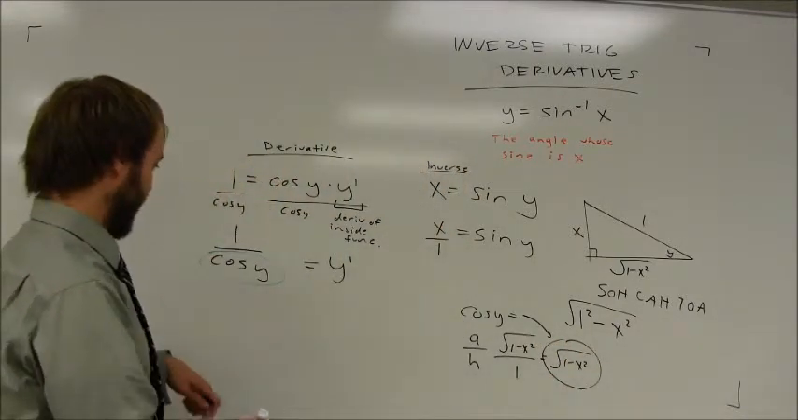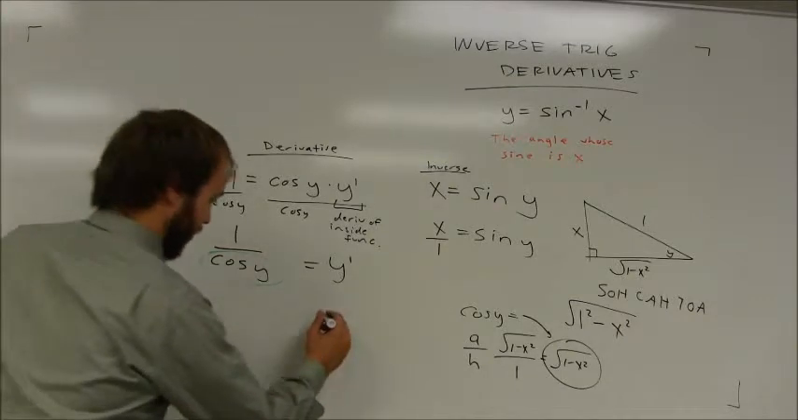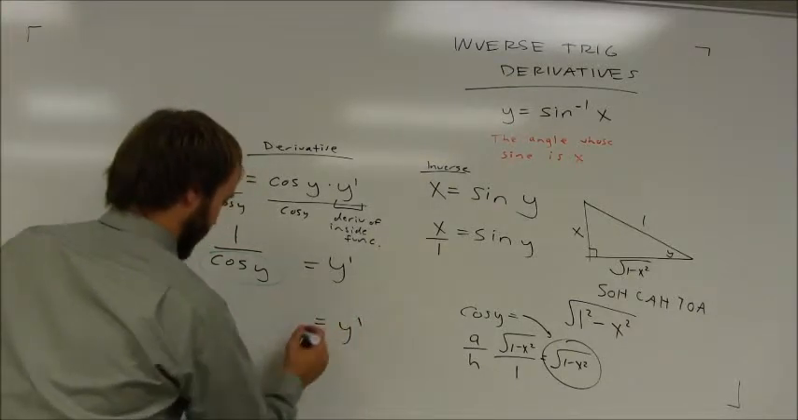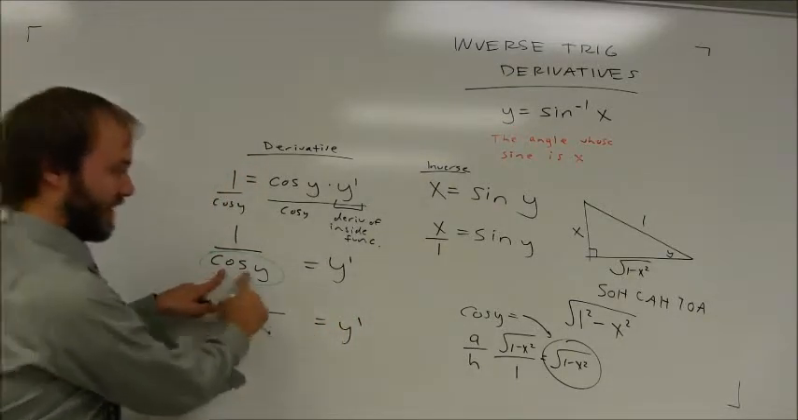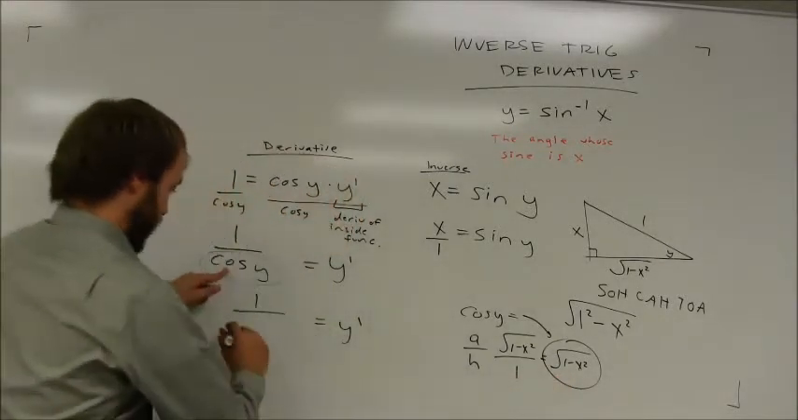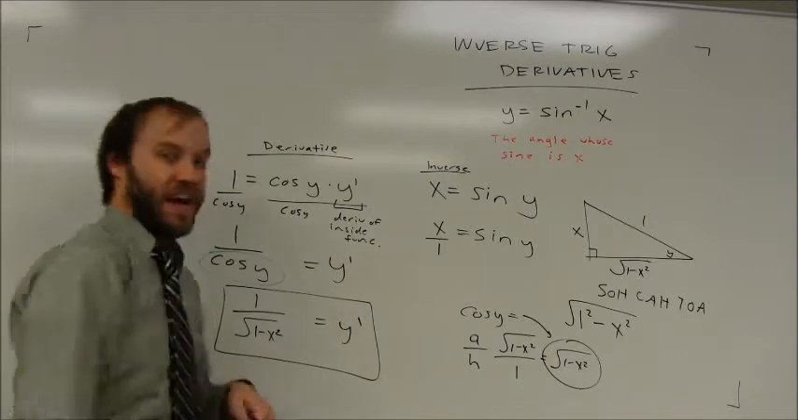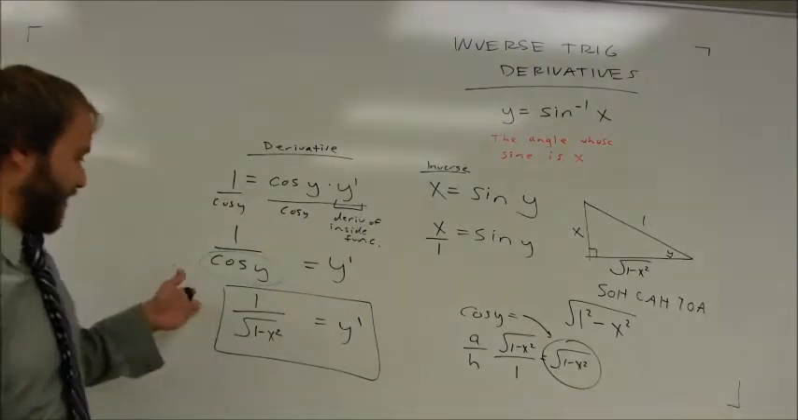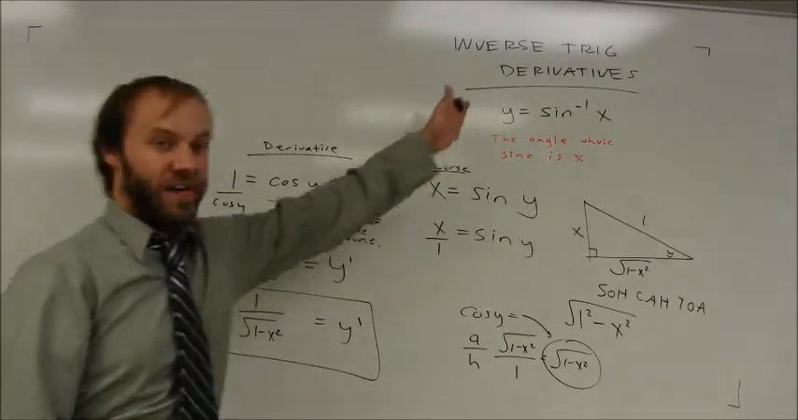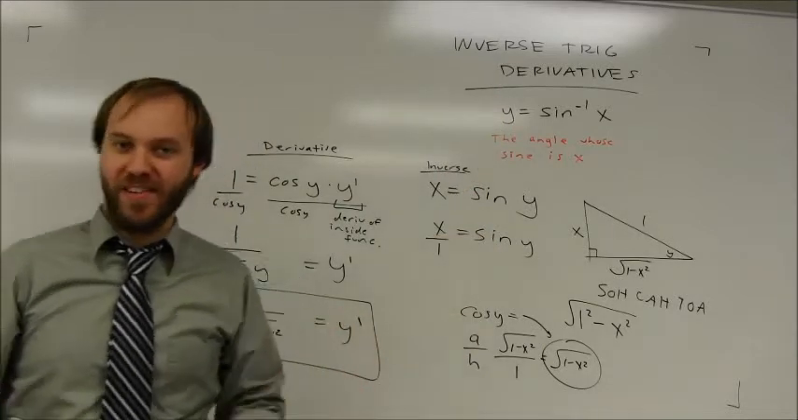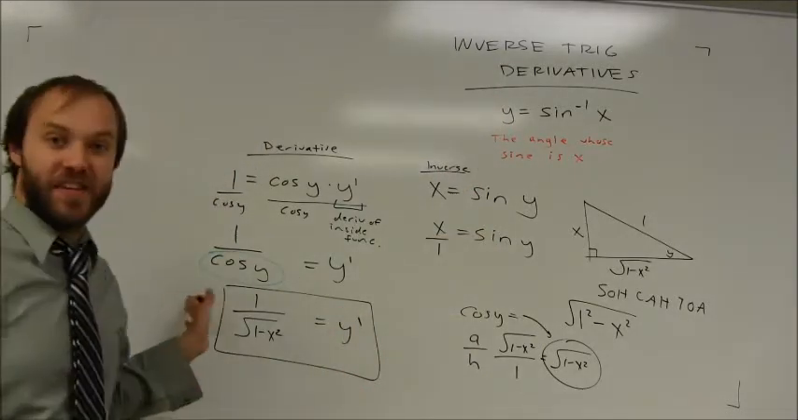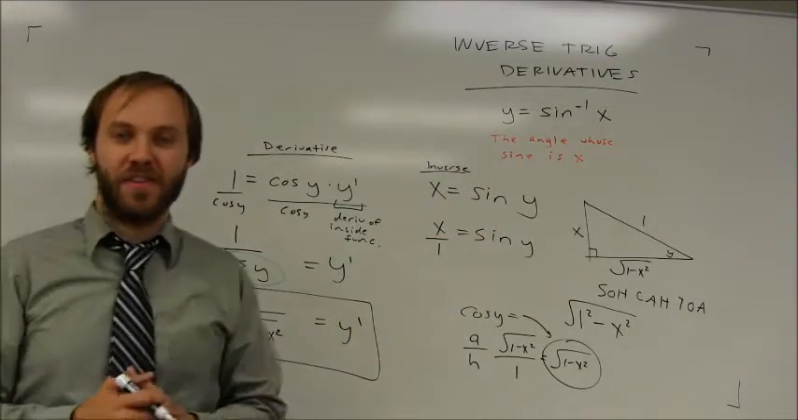I can replace that in my statement. And so my final derivative here, y prime, is going to be equal to 1 over, replace the cosine of y with that 1 minus x squared, and that is the derivative of inverse sine. Not quite as catchy as some of the other derivatives, but definitely something that links to things that we've learned in the past.